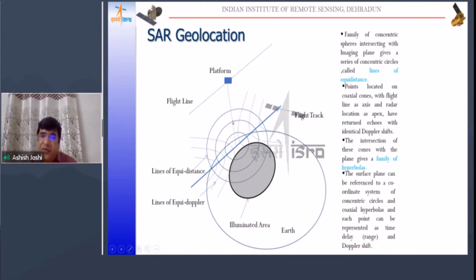So what we have to do is find the intersection of these concentric circles with the hyperbolas with the Earth surface. Okay, so we have three equations and three variables, x, y, z, our three variables. From that we have to form the equations, solve them, and find the x, y, z. So what is the SAR geolocation?